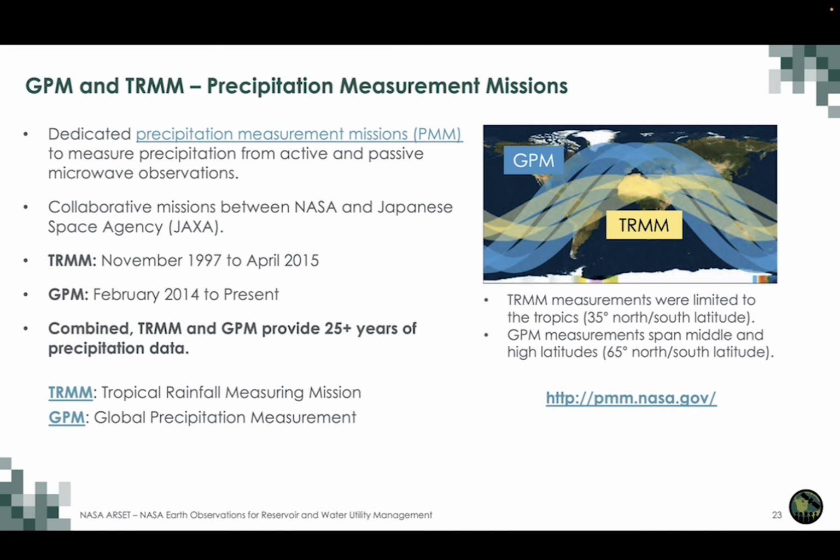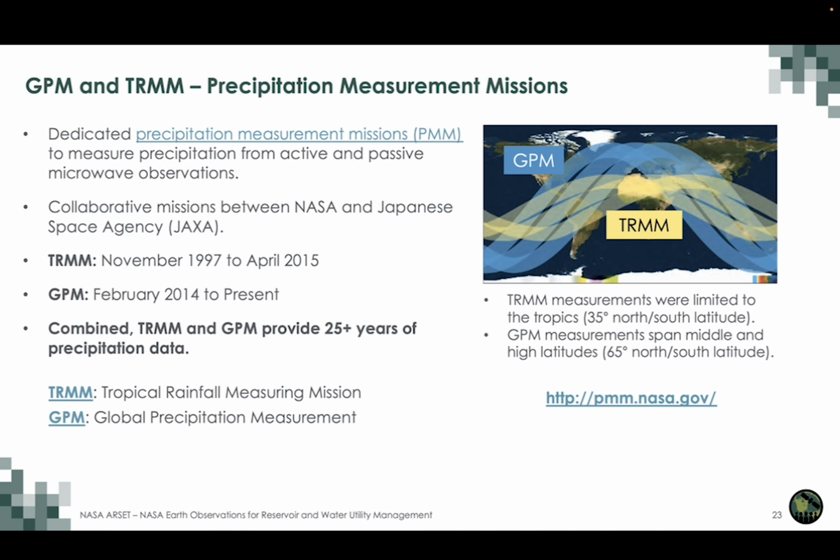Moving on to how we actually capture the IMERG data, we rely heavily on two dedicated precipitation measurement missions, TRMM and GPM. TRMM stands for the Tropical Rainfall Measuring Mission, and GPM is the Global Precipitation Measurement Mission. Both are highly successful collaborative efforts between NASA and the Japanese Space Agency, or JAXA. These satellites are specifically designed to measure precipitation from space, utilizing a combination of active and passive microwave observations to give us accurate rainfall rates.